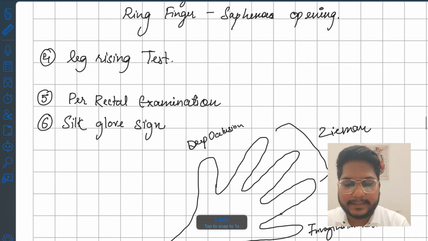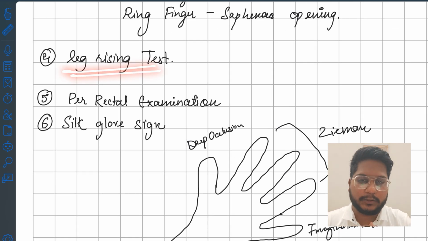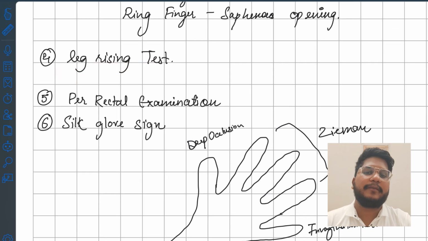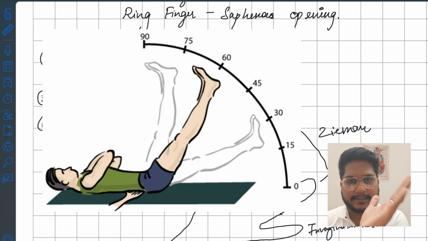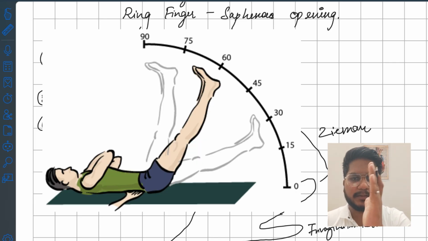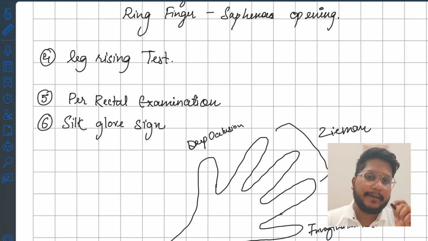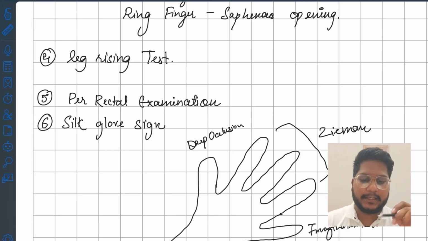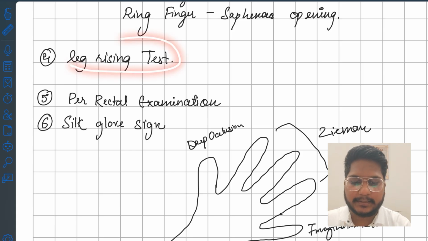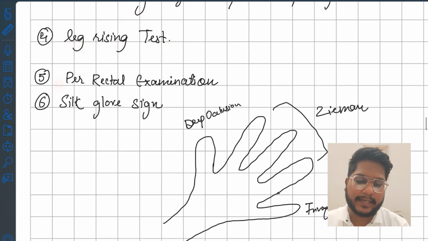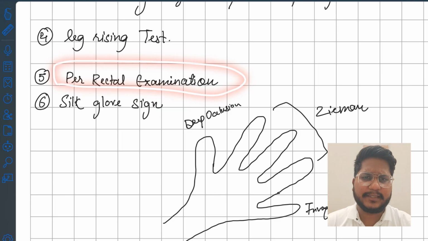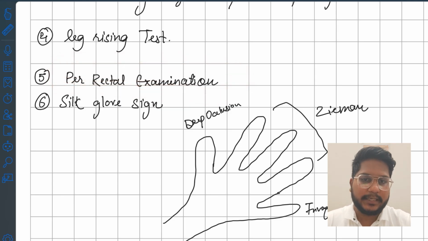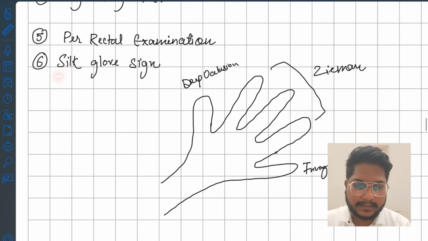Now the leg raising test. In this case we tell the patient to lie in a supine position and raise his leg as much as possible, up to 90 degrees, and we tell the patient to cough, and we can appreciate the swelling when the patient coughs. So this is the leg raising test. The other test we do is per rectal examination, which is not done for the hernia itself, but to rule out prostate enlargement in old male patients. The next is the silk glove sign, which is also performed in these patients.